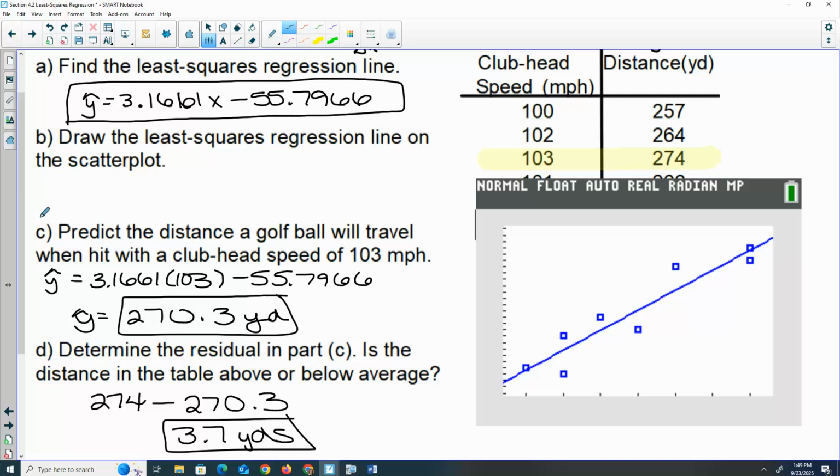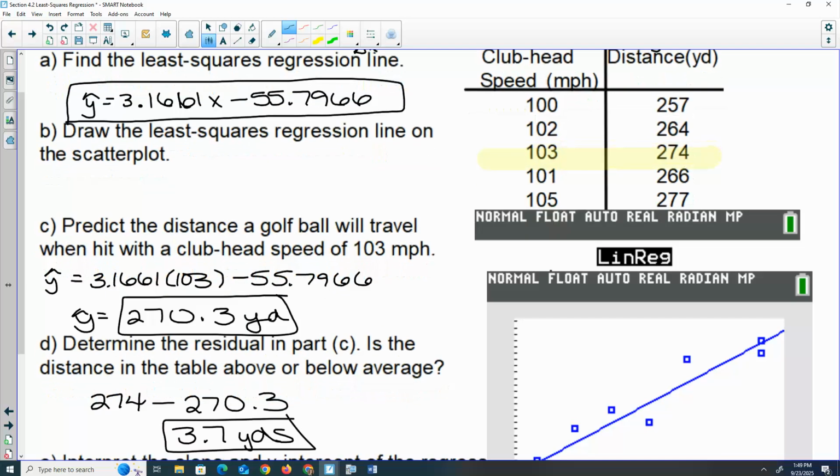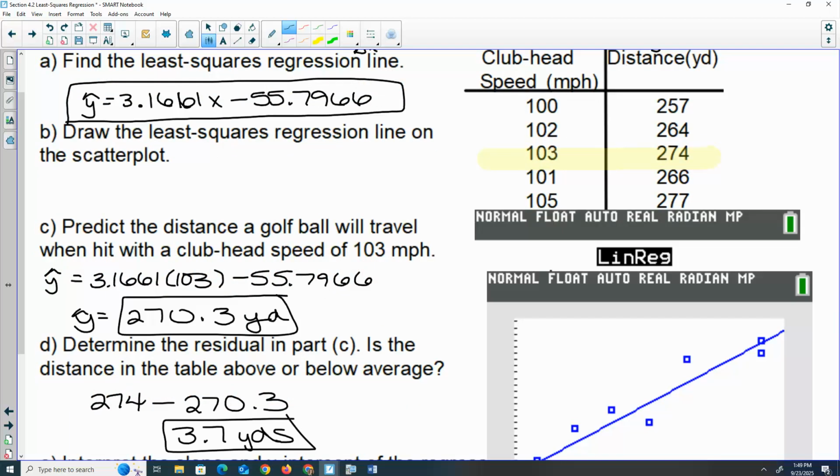There are situations where your y-intercept may not make sense. Why would that y-intercept not make sense? It can't go backwards, right? You would have to hit it for it to go backwards. You were just hitting it the wrong direction. So why did we have an equation where the y-intercept really doesn't make sense?